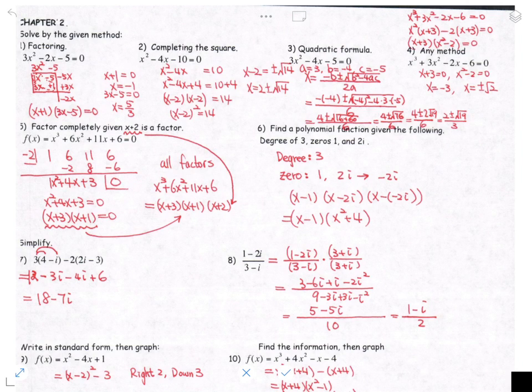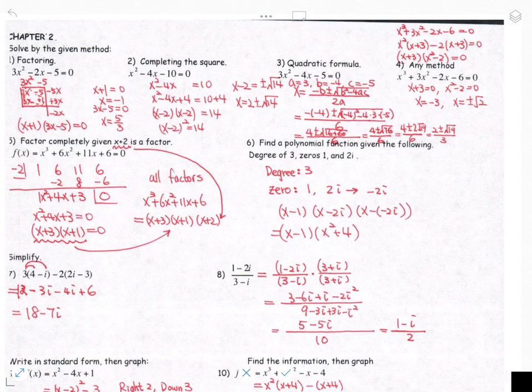Number 5, factor completely given x plus 2 is a factor. Whenever you are given a factor, remember if a number is a factor of the other one, then the remainder is going to be 0. So that's the key point here. Remainder is 0. Since the given factor is a linear term, I'll use synthetic division. I have to rewrite it as x minus negative 2, so negative 2 will be my divisor here.